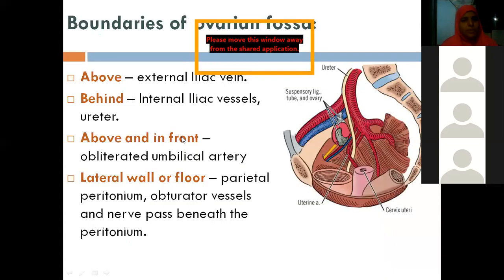Now coming to the boundaries, that means you have removed the ovary now. Imagine as though you have removed the ovary.